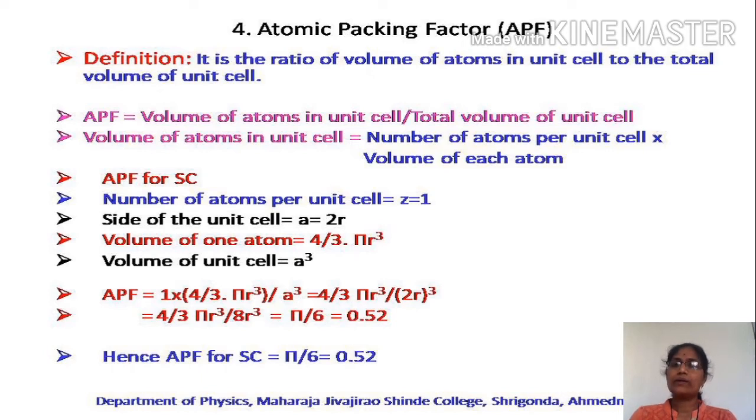In order to calculate atomic packing factor for SC, the number of atoms per unit cell, that is Z, is equal to 1. Then, as we know, in case of SC, the radius is equal to a by 2. From this one can have the value of a as twice of r. Then the volume of one atom is nothing but the volume of a sphere, that is 4 by 3 pi r cube, where r is the radius of the atom and a is the cube edge.